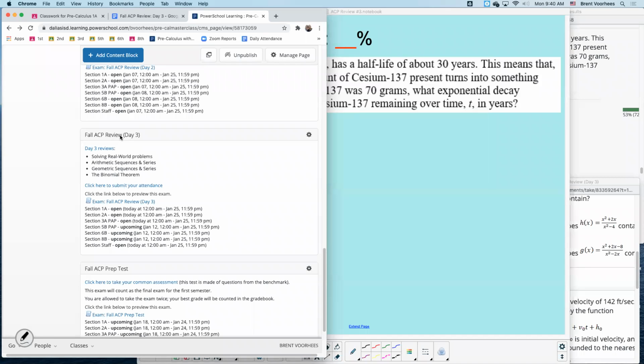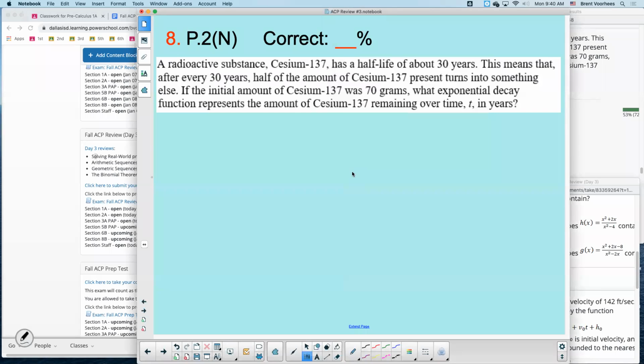All right, so starting today's stuff, let's look at real world problems. What was number 8 for Form A people? A radioactive substance, cesium-137, has a half-life of about 30 years. This means that after 30 years, half of the amount of cesium-137 present turns into something else. If the initial amount of cesium-137 was 70 grams, what exponential decay function represents the amount of cesium-137 remaining over time in years?